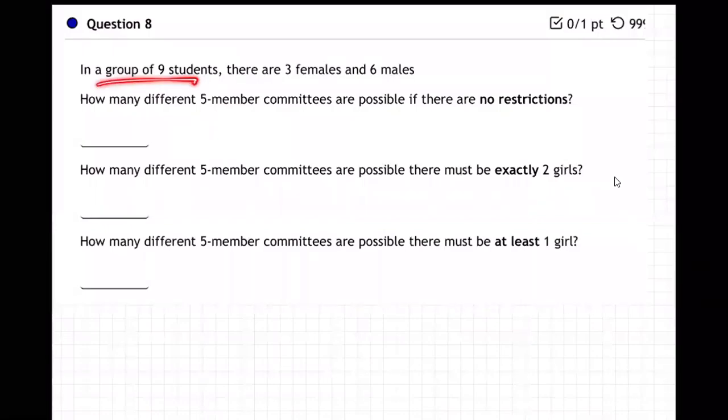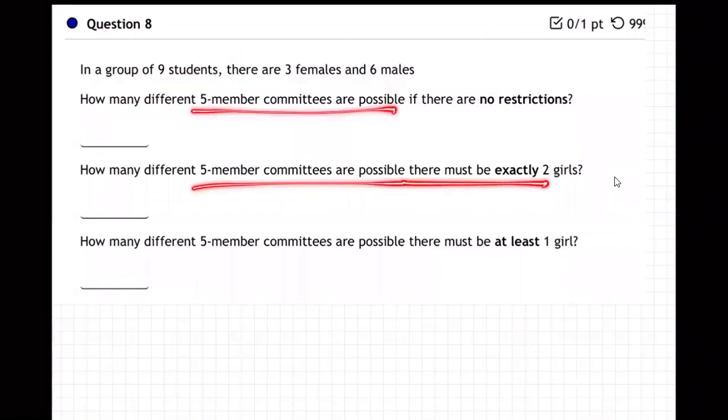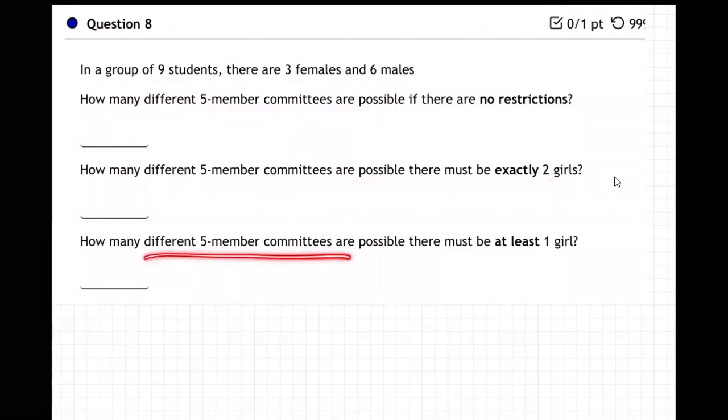Okay, in a group of 9 students, there are 3 females and 6 males. How many 5-member committees have exactly 2 girls, and how many 5-member committees have at least 1 girl? So 9 students, 3 females, 6 males, 5-member committees, exactly 2 girls, and 5-member committees, at least 1 girl.